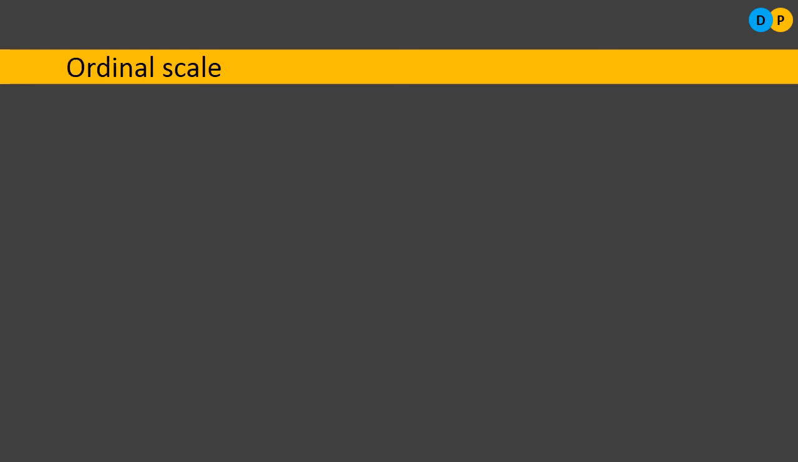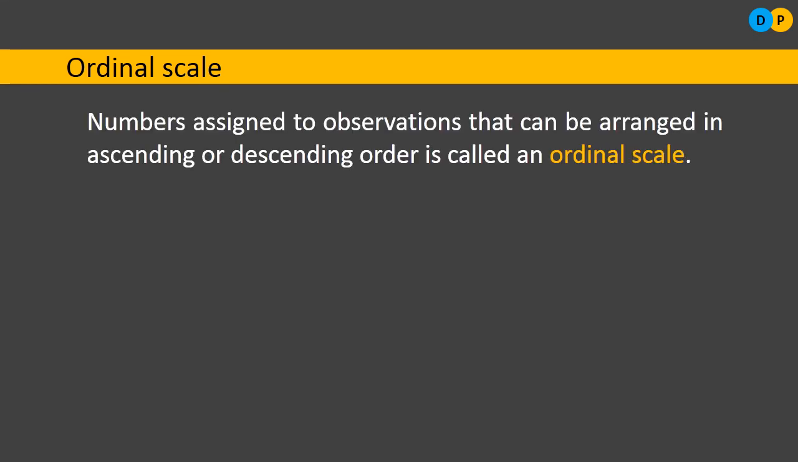Okay, next, ordinal scale. What do you mean by ordinal scale here? So here numbers are not assigned casually. They are assigned on certain parameters, on certain performance or certain scale. So numbers assigned to observations or units that can be arranged in ascending or descending order is called ordinal scale. For the individuals, you are assigning numbers, and after assigning these numbers you can arrange them either in ascending or descending order. They are assigned on a particular parameter. So they are referred to as ordinal scale.